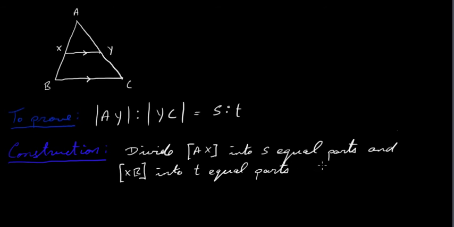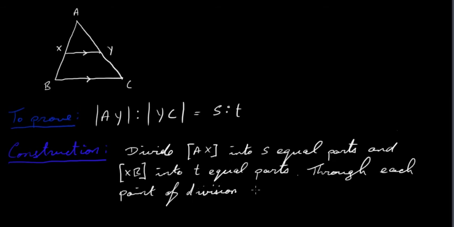Through each point of division, we're going to draw a line parallel to BC.